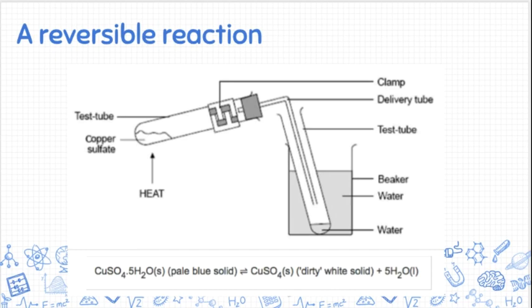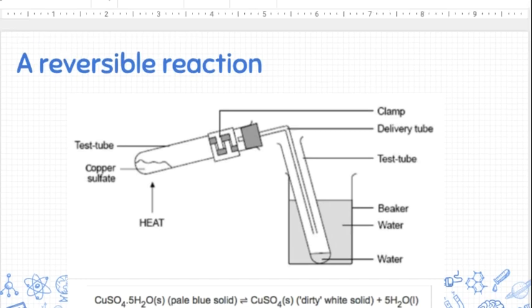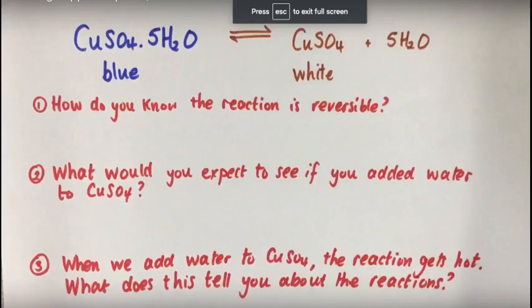Okay, so let's have a little look at that reaction in more detail. I would like you to consider 3 questions. How do you know the reaction is reversible? What would you expect to see if you added water to just the white anhydrous copper sulfate? And when we add water to the anhydrous copper sulfate, the reaction gets hot. What does this tell you about the backwards reaction going this way and the forwards reaction going this way?